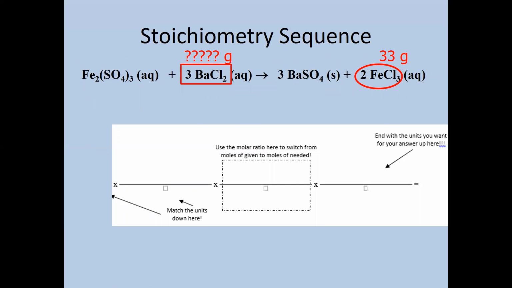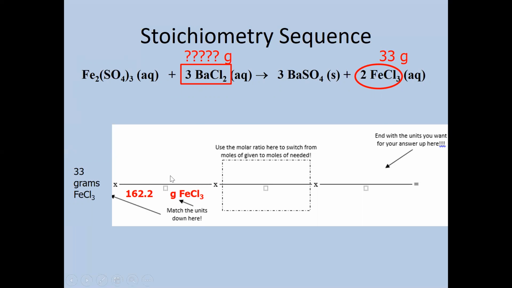So what's the first thing that we're going to start with, and what are we going to write over here? Remember, we're always going to start by writing our given. We're starting with 33 grams of FeCl3. We have to match our units down here, so it means we have to have grams of FeCl3 down here. So if I have grams of FeCl3 in my conversion factor, that means I have to use the molar mass, and I have to look at the periodic table. So I'm going to have 162.2 grams of FeCl3 down here.